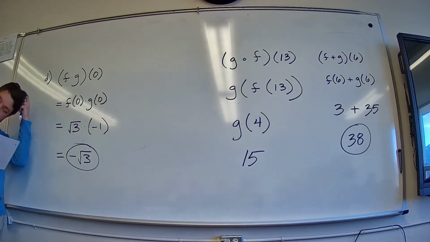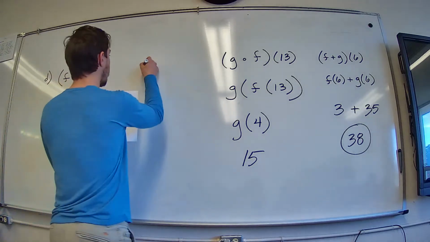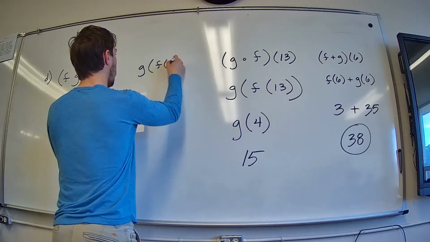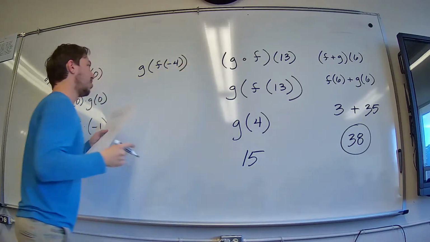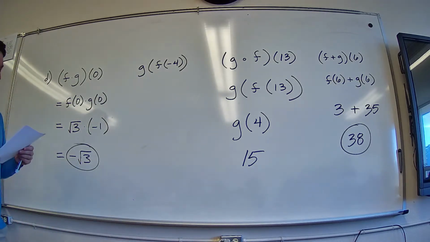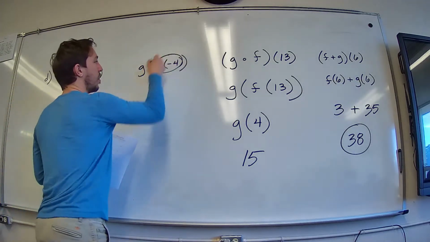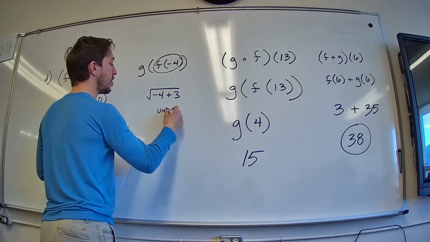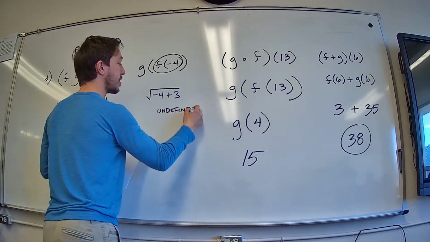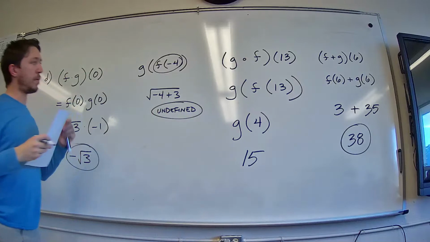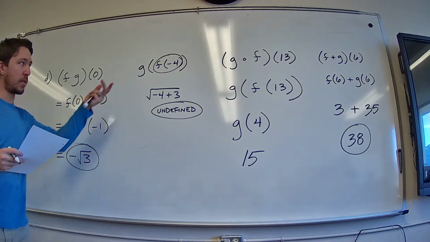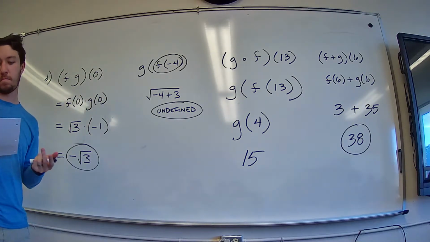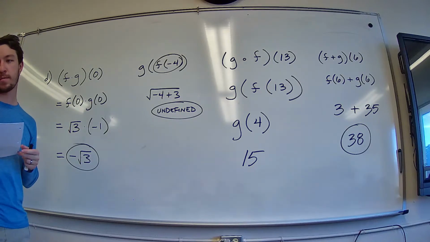All right, take a look at E. G of f of -4. Well, what's f of -4? Doesn't exist. Can't do it. That is undefined. Or we would say it doesn't exist. So if you can't plug -4 into f, then there's nothing to go into g. So you would just say this expression is undefined. Does that sound okay to you guys?